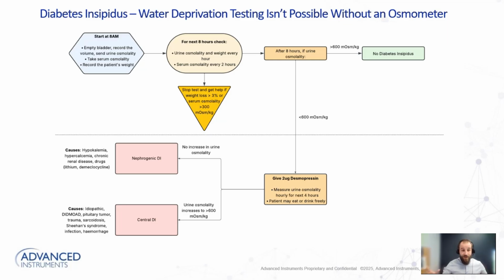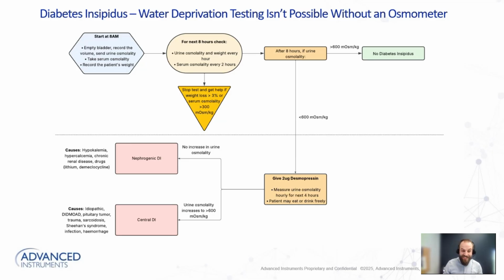So to kick off the water deprivation test, the patient is going to come into the hospital. This usually starts early in the morning, around 8 a.m. They're going to empty their bladder. They're going to record the volume of urine that came from them emptying their bladder. They're going to send it up for a urine osmolality test, and then they're going to draw the patient's blood, send that up for a serum osmolality test. At this time, they're also going to record the patient's weight.